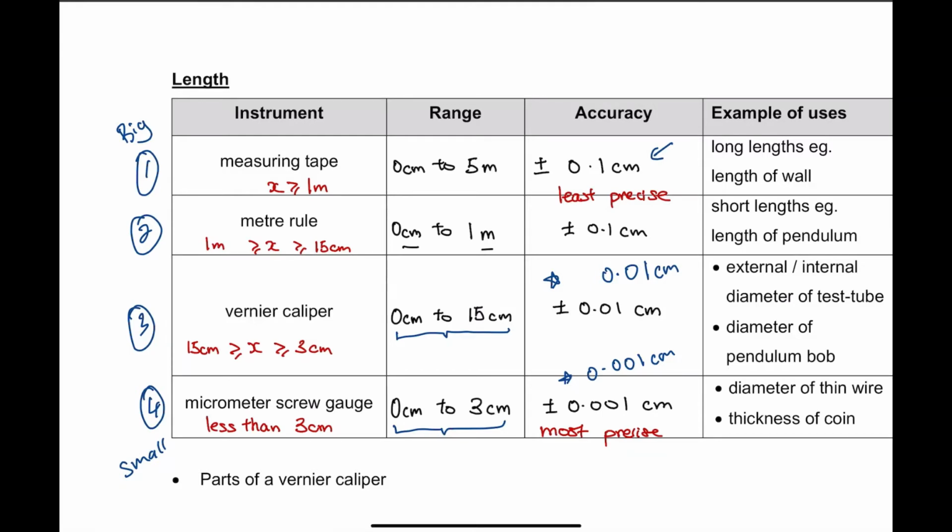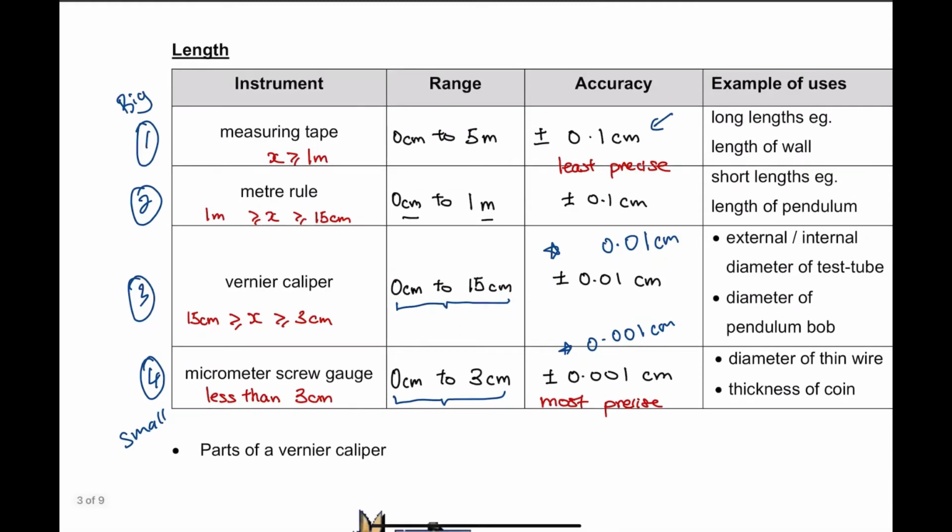Vernier caliper is something that we use to measure smaller objects, for example the width of my hand. Why we want to use a vernier caliper as compared to a meter rule is because it is more precise. It can measure up to 0.01 as compared to just 0.1. It can be more accurate. So that's why I use a vernier caliper. The range of a vernier caliper is usually from 0 cm to 15 cm.